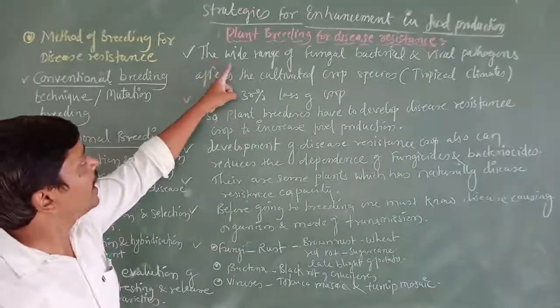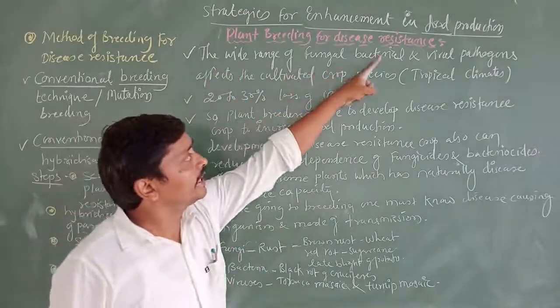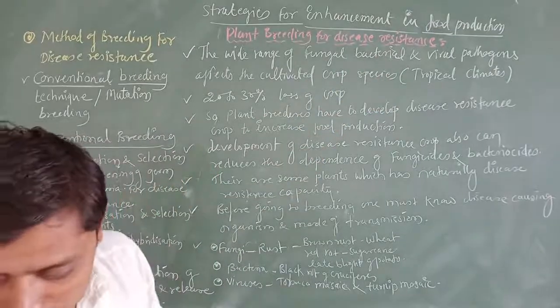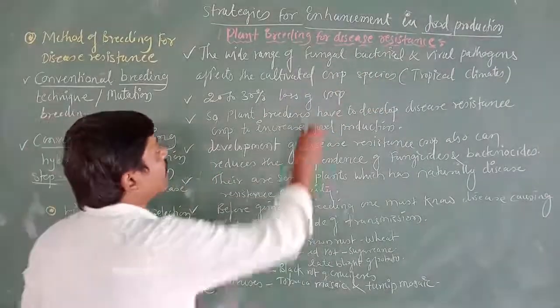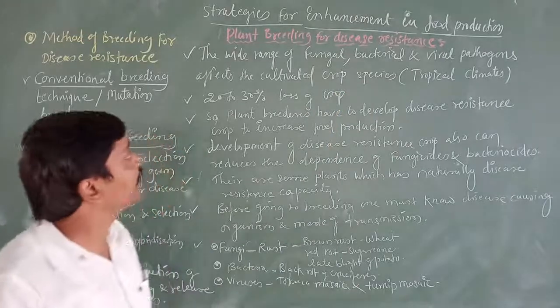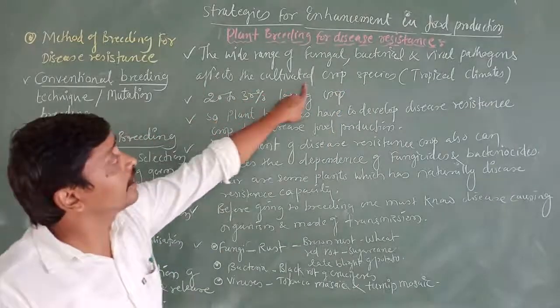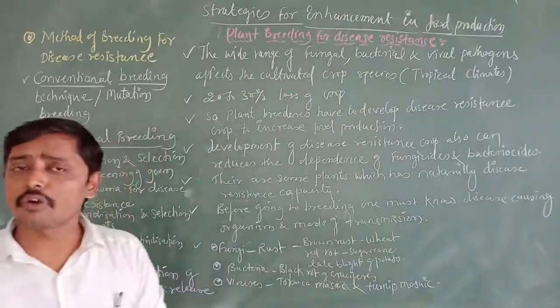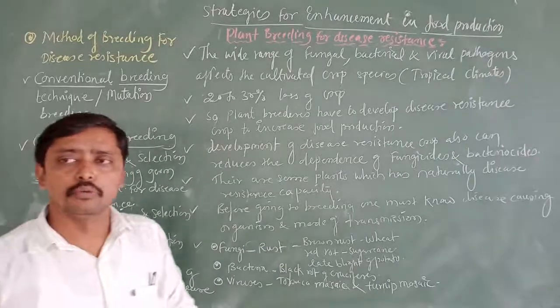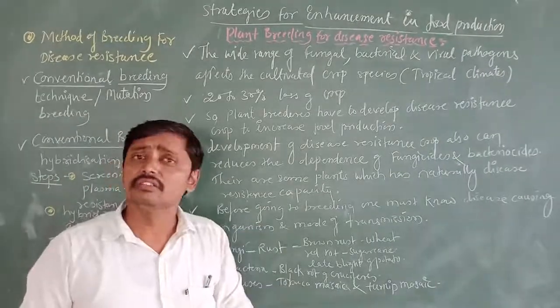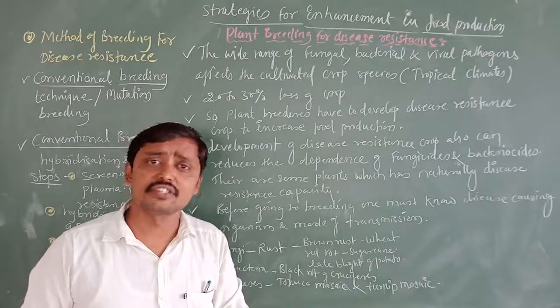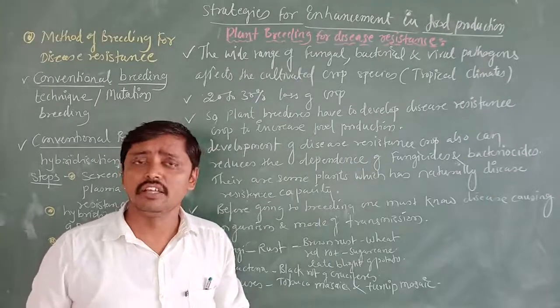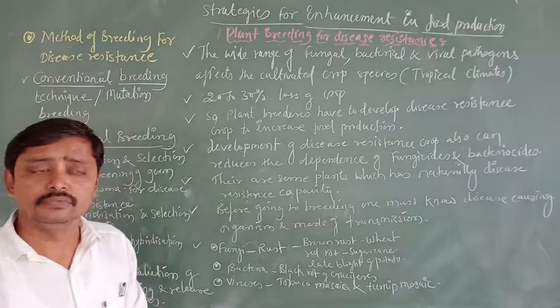Here, a wide range of fungal, bacterial and viral pathogens are there. A wide range of fungal, bacterial and viral pathogens affect the cultivated crop species. Cultivated crop species, what are they? For example, you can take groundnut, sugarcane, wheat, rice, jowar, maize, then bajra, etc.